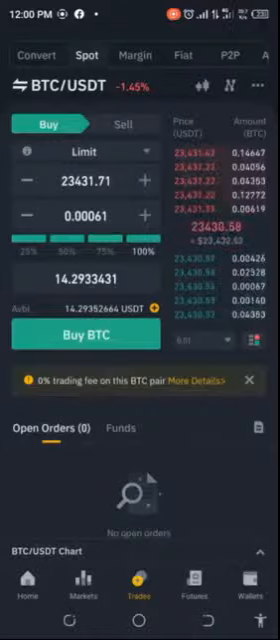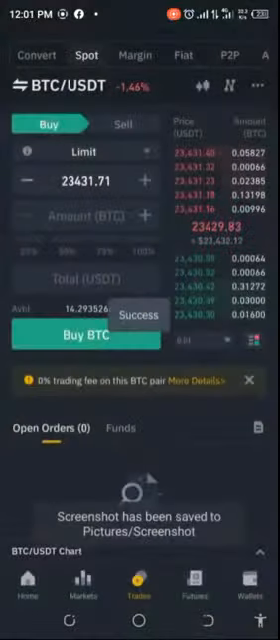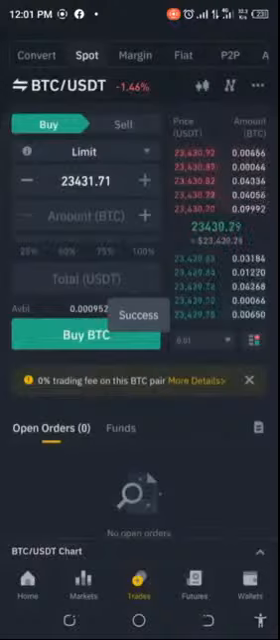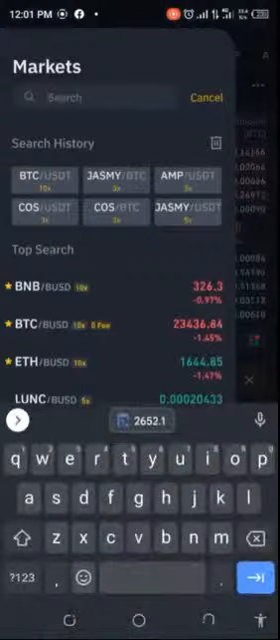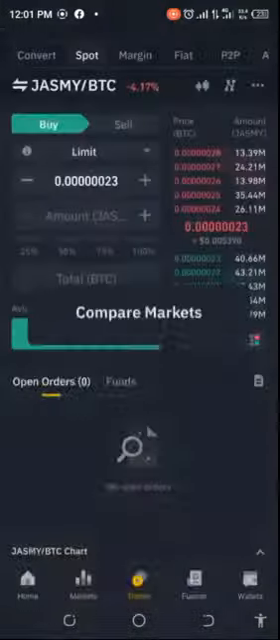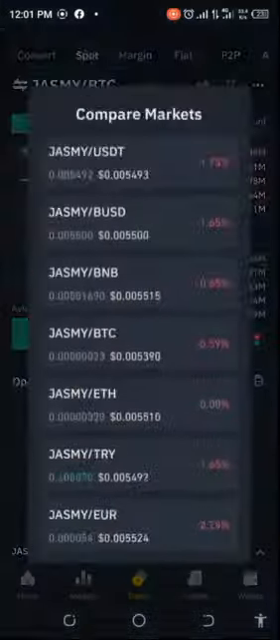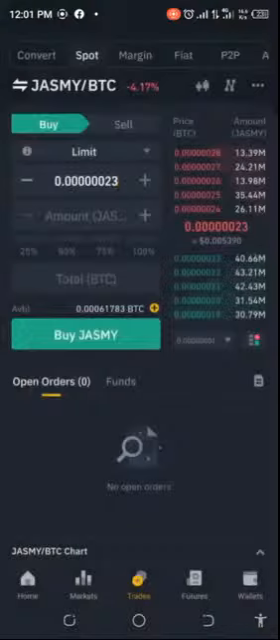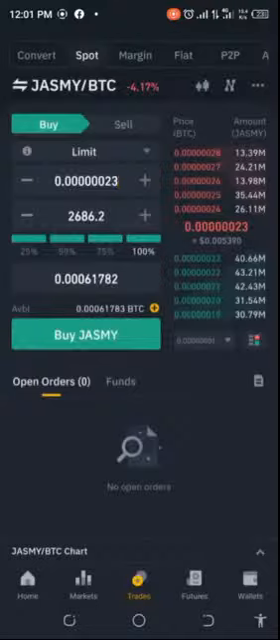We're going to check and we're going to buy BTC. Success. It has been executed right away. So we go ahead and choose Jasmine BTC. I'm going to check one more time just to be sure that everything is still intact. Looks so. Everything I'm doing here, don't forget, is by limit. So I'm just going to take a screenshot of that. Let's go ahead and do this one to go.